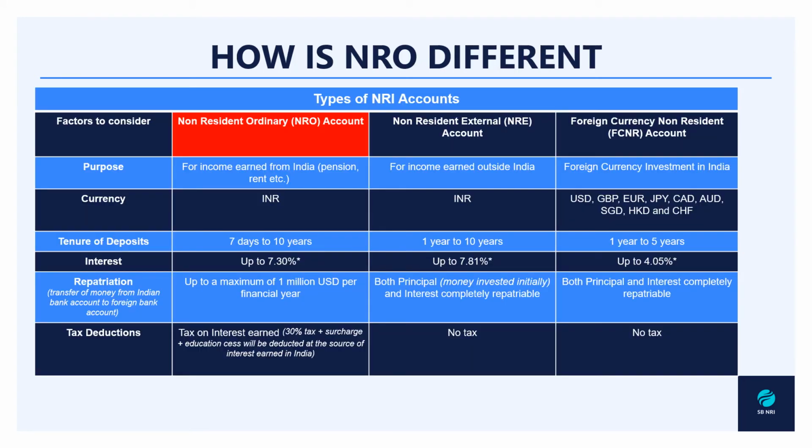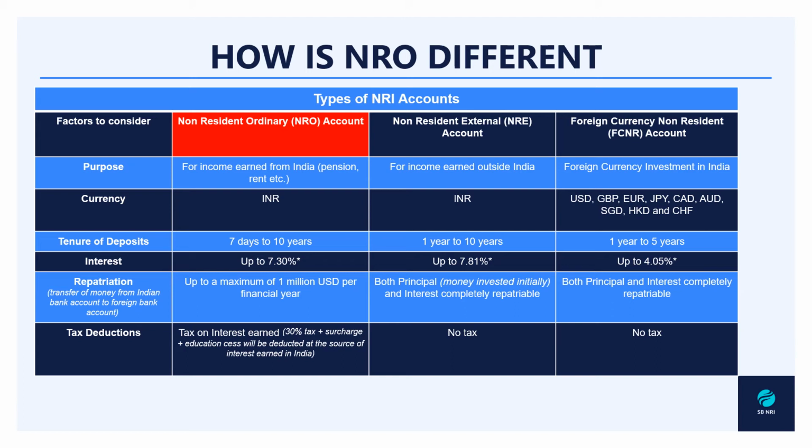Now we will talk about how NRO is different from the other two types of NRI accounts. We will consider the very same factors, starting with the purpose. The NRO account is used for the purpose of maintaining the income that is earned in India, such as the pension, rent, etc. The NRE account, on the other hand, is used for maintaining the income that is earned from outside India. An FCNR account is again used for foreign currency investments in India. Talking about the currencies in which these accounts are maintained, the NRO and NRE are both maintained in INR, whereas the FCNR is maintained in foreign currency.